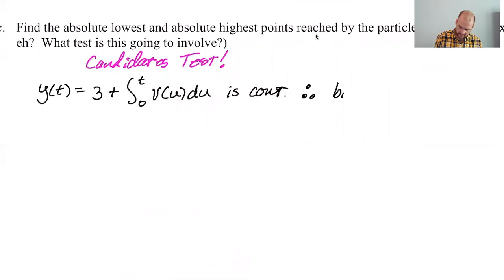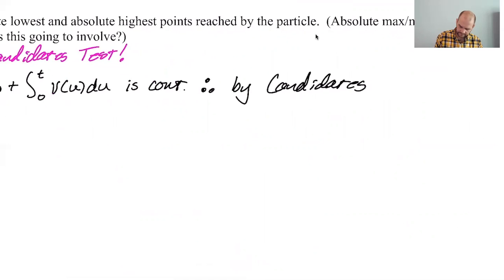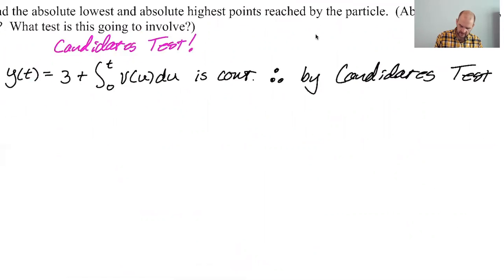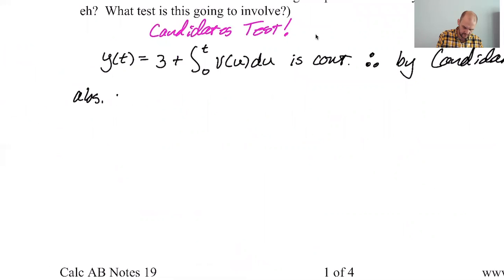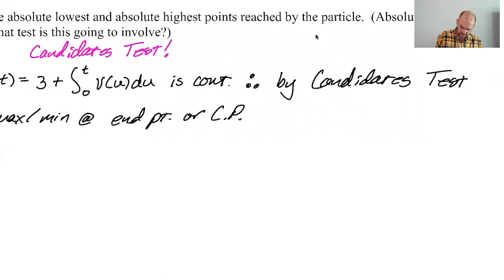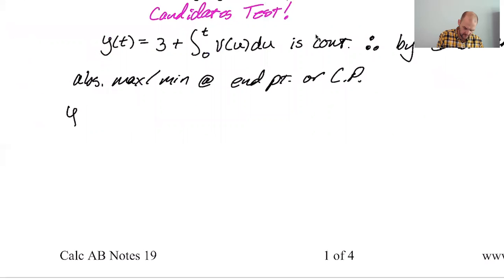So I'm going to say, therefore, by candidate's test, absolute max/min, an endpoint or critical point. So for the critical point, y prime of t, by the second fundamental theorem, is v of, you take the upper bound, you plug it in, then you multiply by the derivative of the upper bound, but it's just v of t. So this is for a critical point.